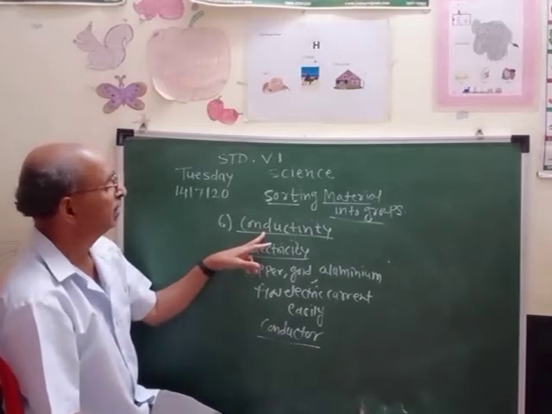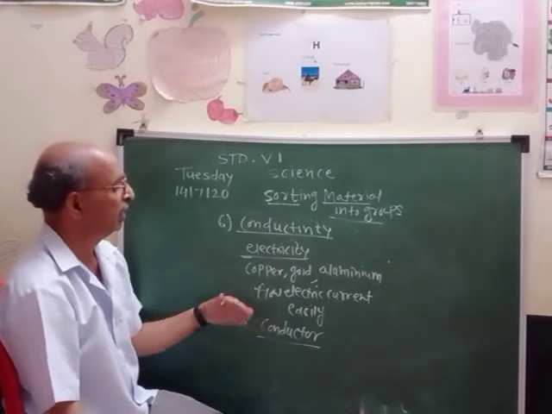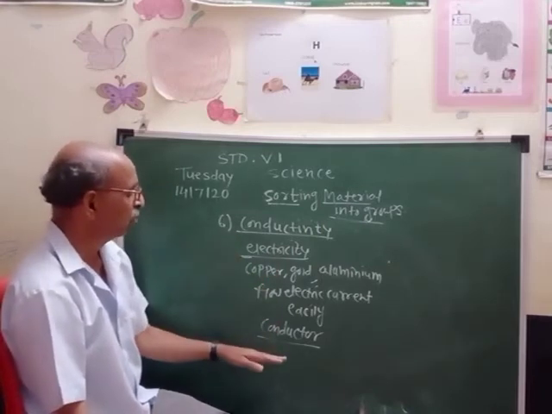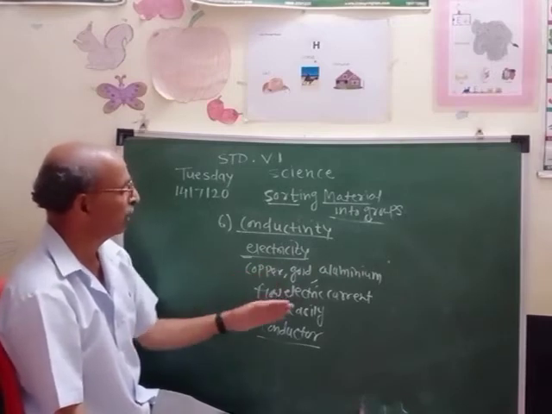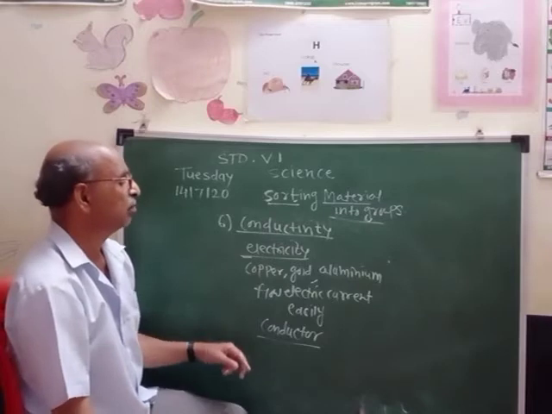So on conductivity, the first type is the conductor, that is one group: the substance which allows the electric current to pass through it is called a conductor. So copper, gold, aluminium, silver, most of the metals are good conductors of electricity.